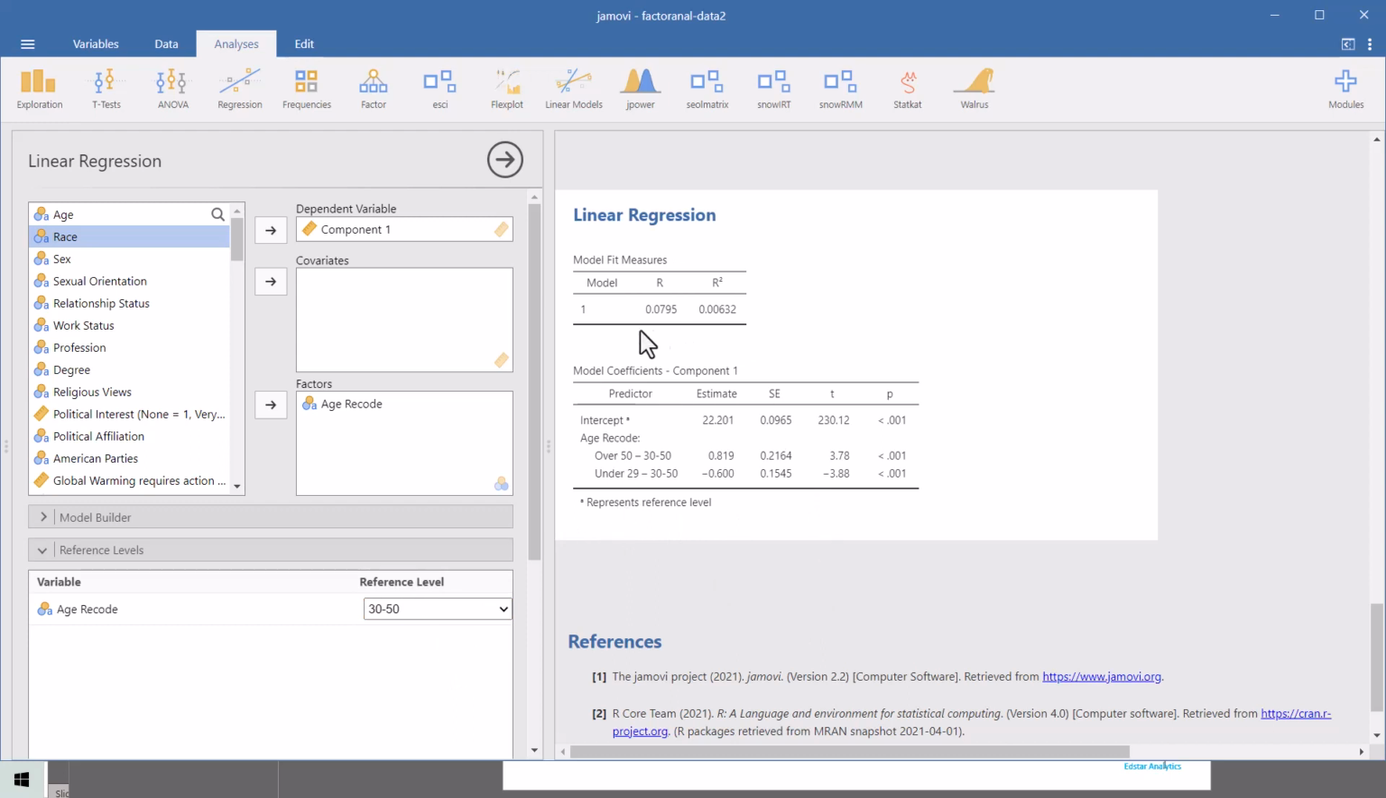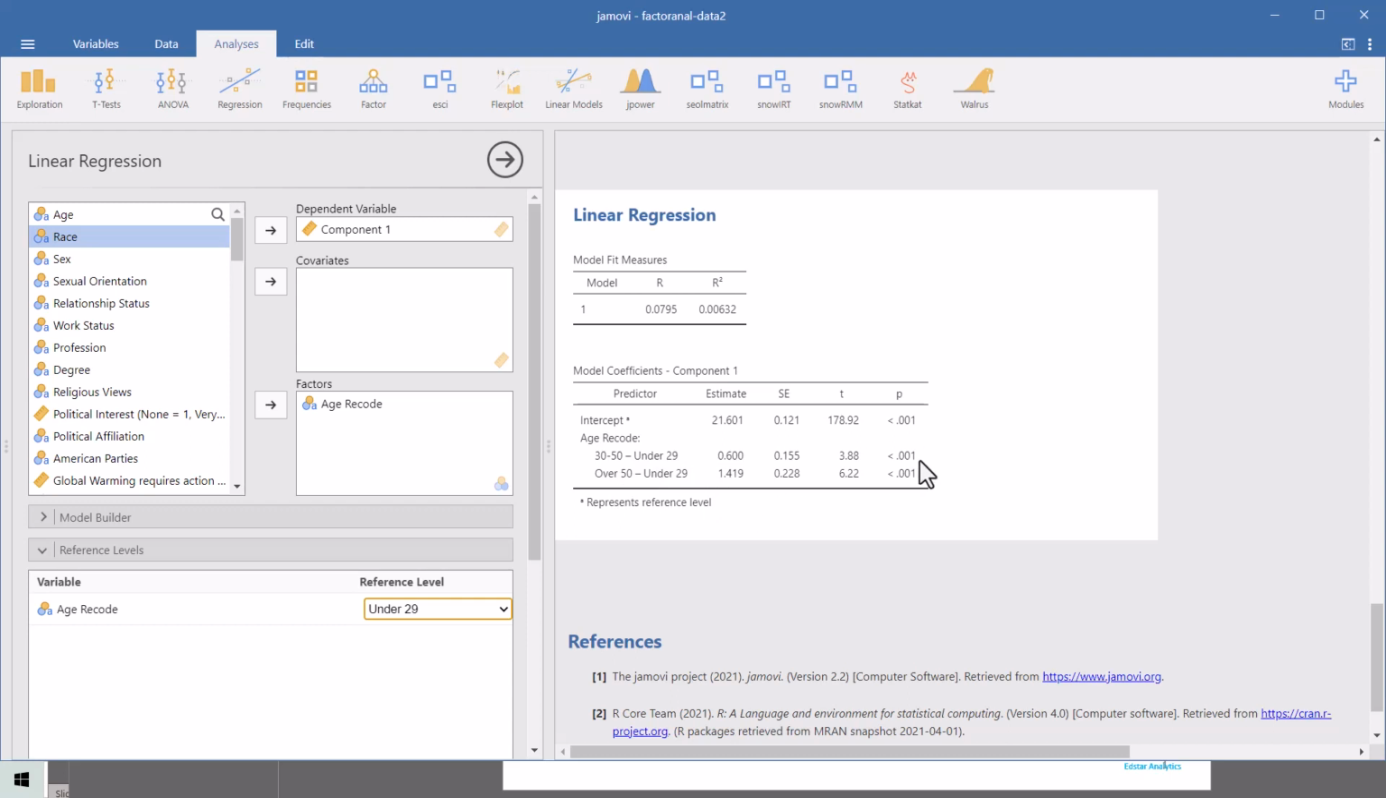And so what this does, this tells us all of these differences are statistically significant because the p-value is less than 0.001, and the reference level is what it's going to compare to. So it compares over 50 to the 30 to 50 group, and because it comes out positive, that means the age group of over 50 is more satisfied with life than the 30 to 50 group. Now let's compare to the under 29.